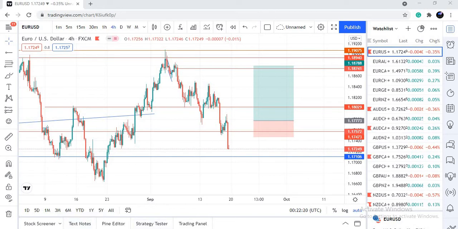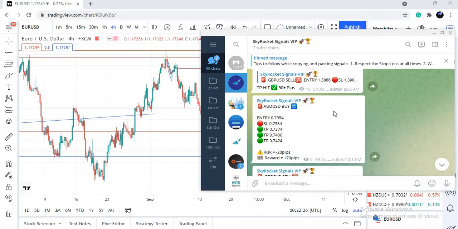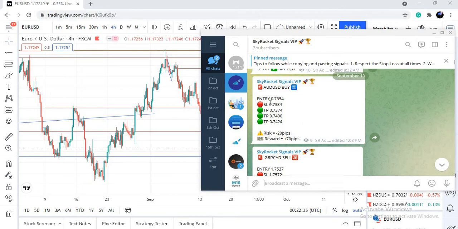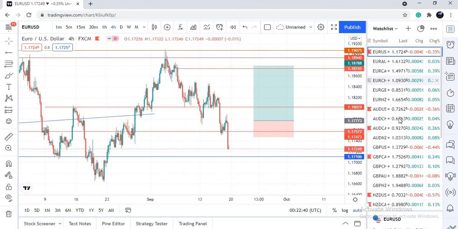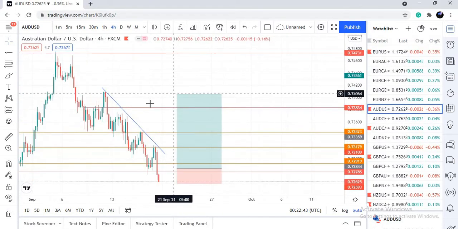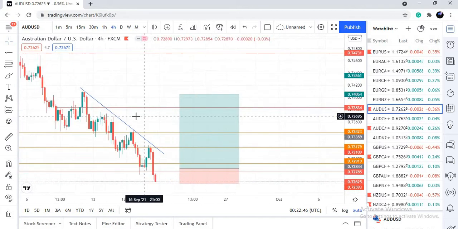So let's jump right in. The first pair that we're going to be looking at is the AUDUSD, and this was the first pair that we dropped on the 13th of September, which was on Monday last week. We dropped it around this price, 0.7354 on the AUDUSD pair. This was the first signal that we dropped, and we sent a buy signal.